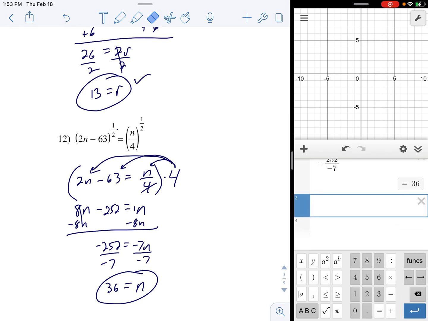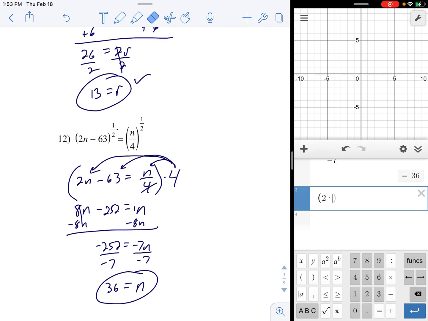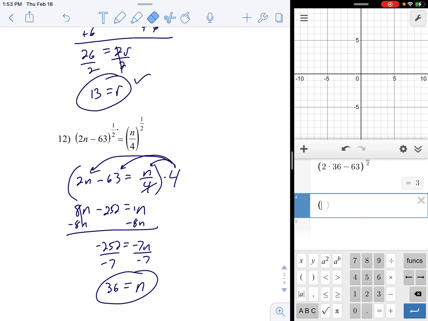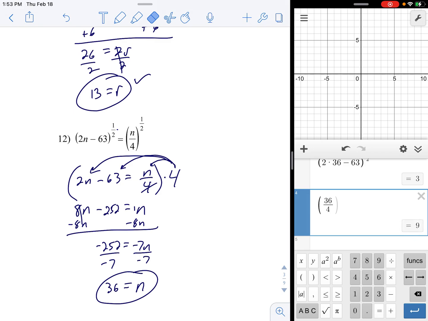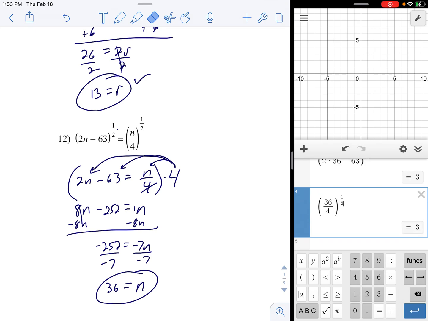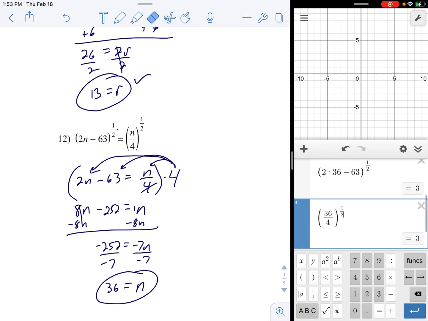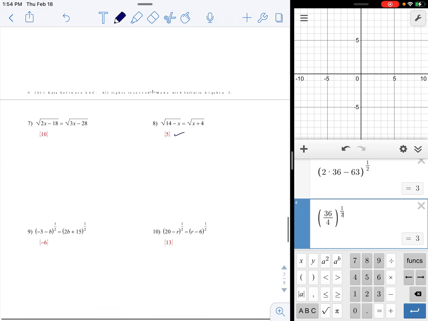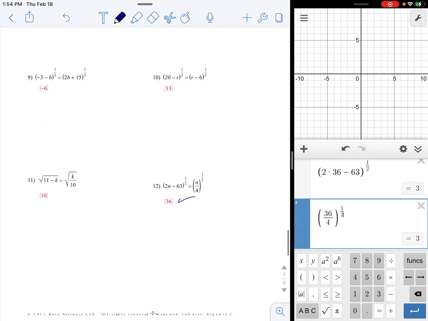Do parenthesis 2 times 36 minus 60. Oops, back the truck up. 2 times 36 minus 63 raised to the 1/2 power. That works out to equal 3. Let's do the other side. 36 divided by 4, close parenthesis, raised to the 1/2 power is also 3. Both of those equal 3. 36 is the right answer. Check number 12. And again, no extraneous solutions. Holy cow.